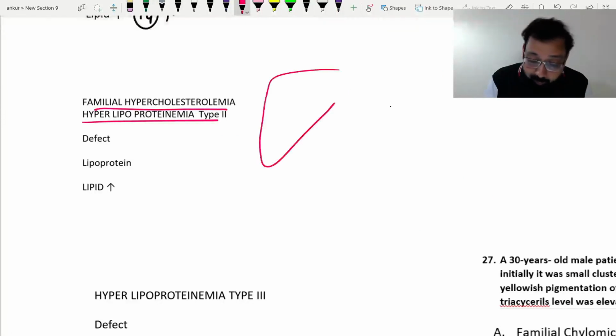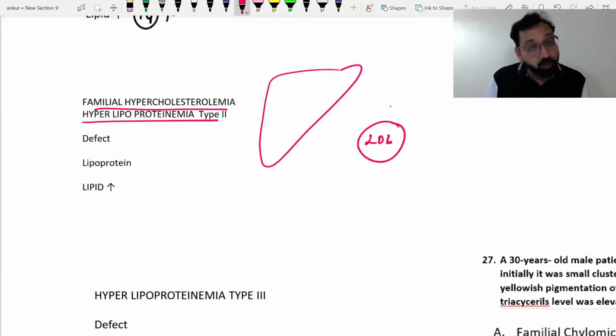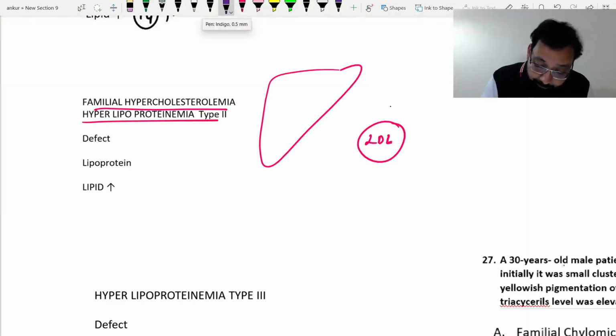You all know the liver takes up LDL. LDL has cholesterol. And we found that LDL has ApoB100.